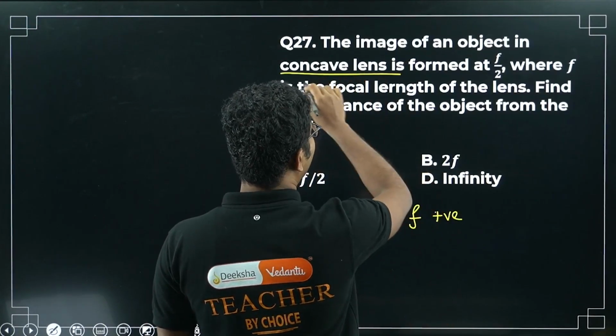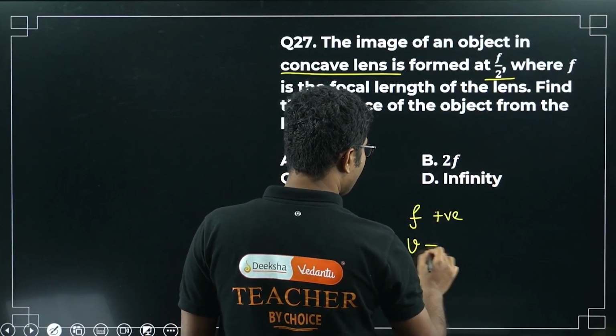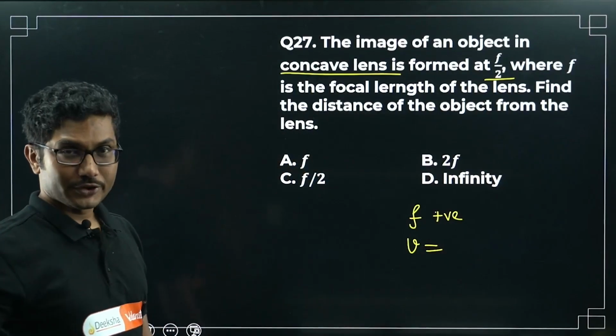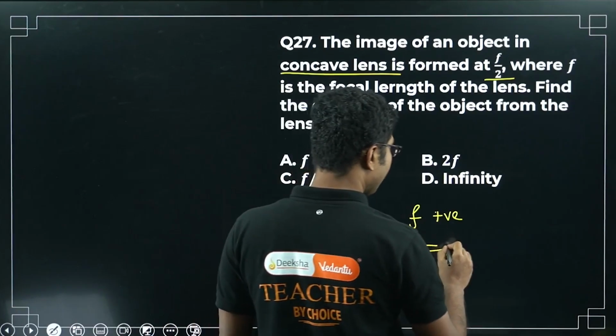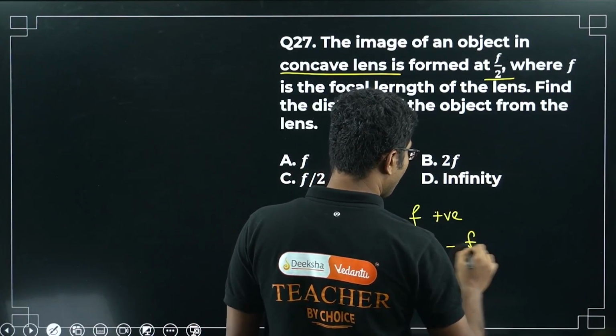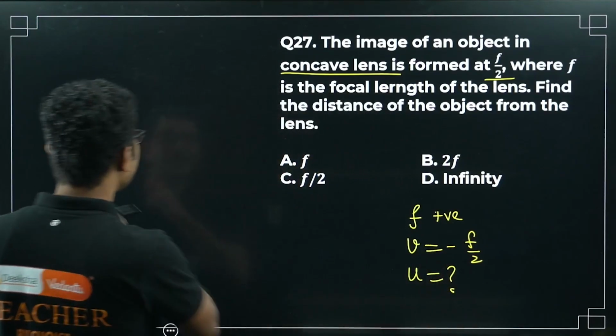Okay, the image is formed at f by 2. So the image is virtual. We know that a concave lens forms virtual images, which are on the same side as the object. So v will be minus f by 2. We have to find what is u. Okay, so let's apply the formula.